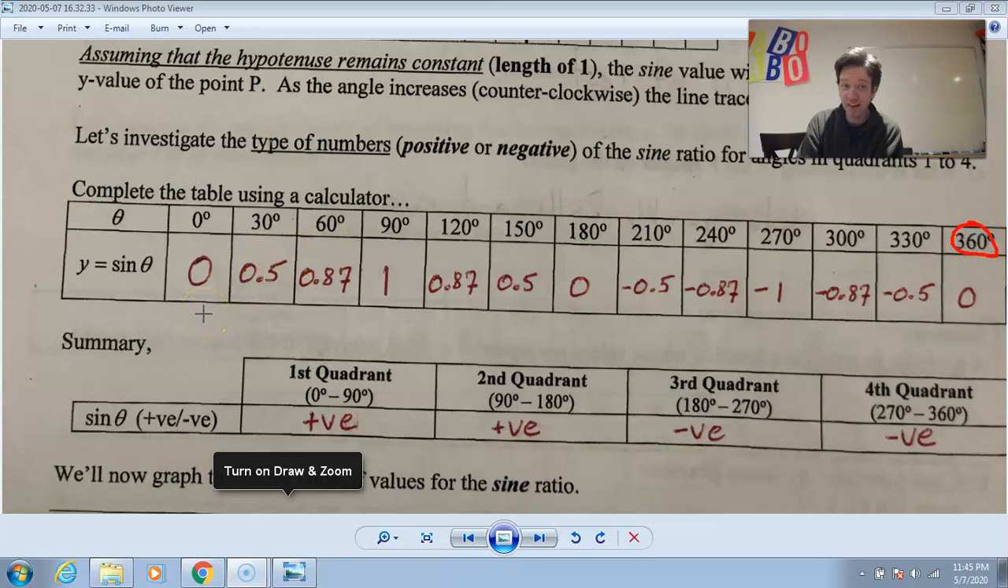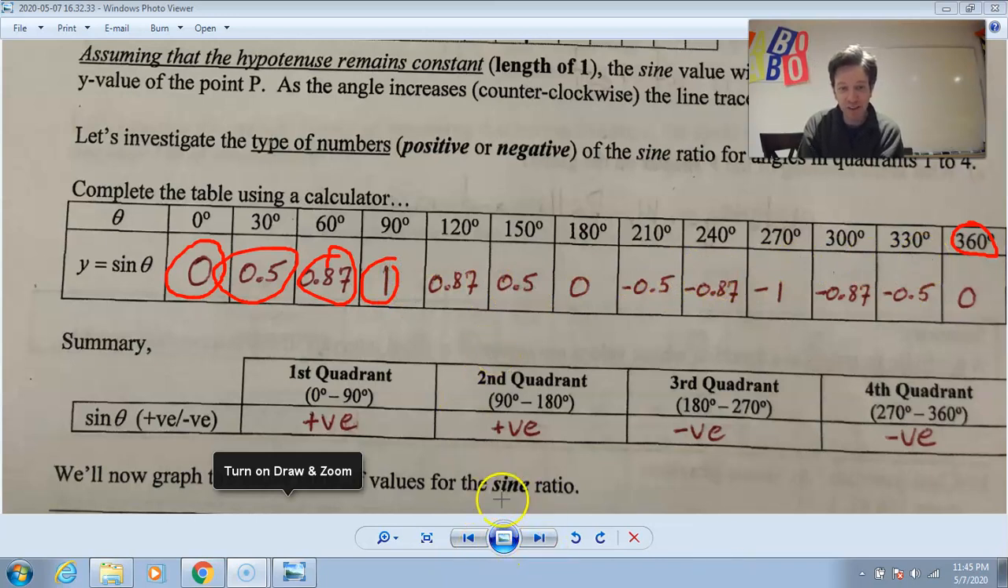Now if you do that, you just plug it in your calculator. You type the sine of 0, you get 0. You type the sine of 30, you get 0.5. You type the sine of 60, you get root 3 over 2, but we'll just round that as a decimal to 0.87, and then 90 is 1, and then it sort of does this. You might be able to see the pattern there.